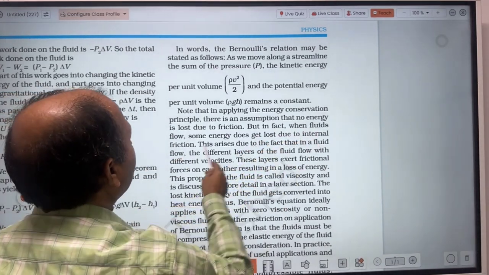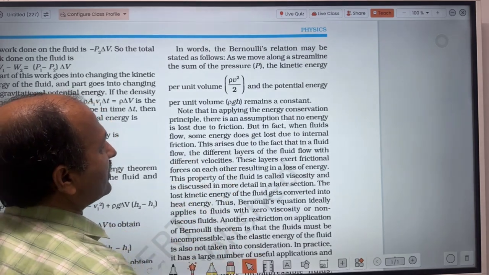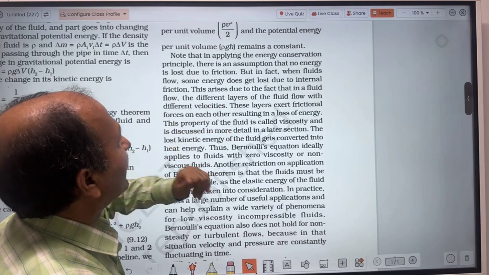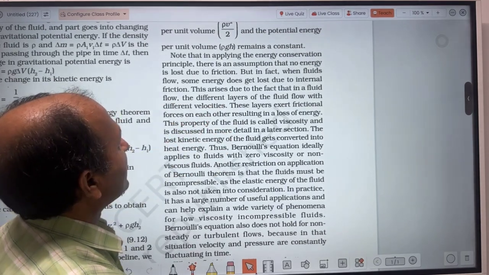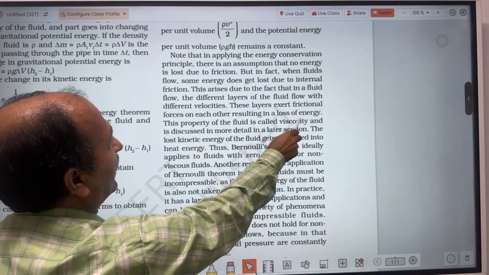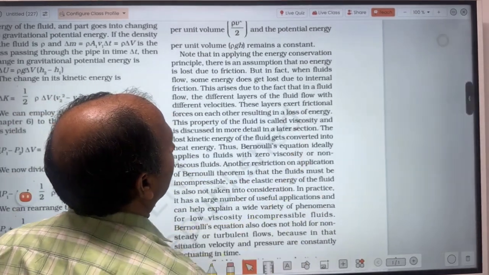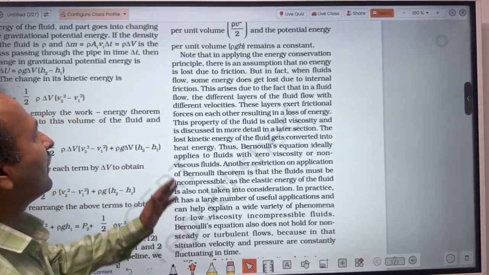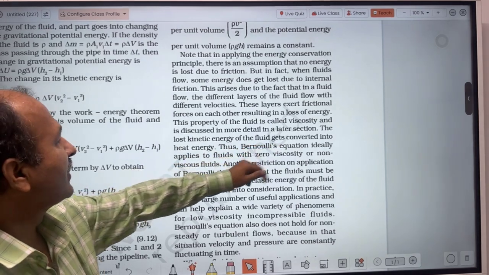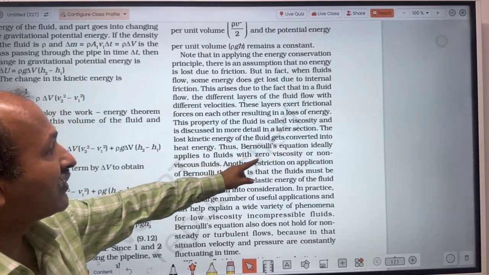But in fact, when fluids flow, some energy does get lost due to internal friction. This arises because in a fluid flow, different layers of the fluid flow with different velocities, and these layers exert frictional forces on each other, resulting in a loss of energy. This property of the fluid is called viscosity. We will study viscosity in more detail in a later section. The lost kinetic energy of the fluid gets converted into heat energy. Thus, Bernoulli's equation ideally applies to a fluid with zero viscosity.